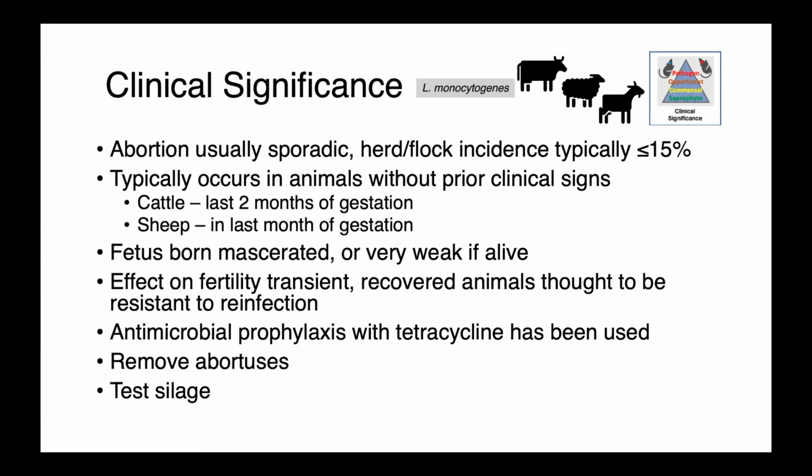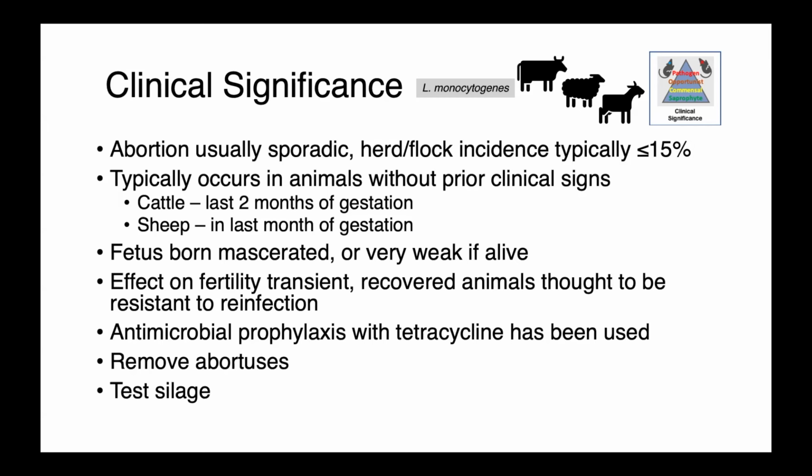When we see abortions, it's usually sporadic. The herd or flock incidence is typically less than 15%. And generally speaking, it occurs in animals without prior clinical signs. So in cattle, generally in the last 2 months of gestation, and in sheep during the last month. The fetuses can be born either macerated, so dead fetuses which are mushy and very abnormal, or if they are still alive, they're very, very weak. The effect on the fertility of the dam is thought to be transient, and recovered animals are thought to also be resistant to reinfection.